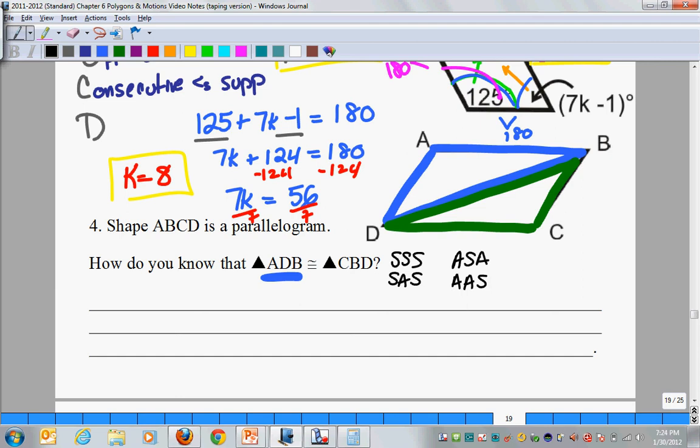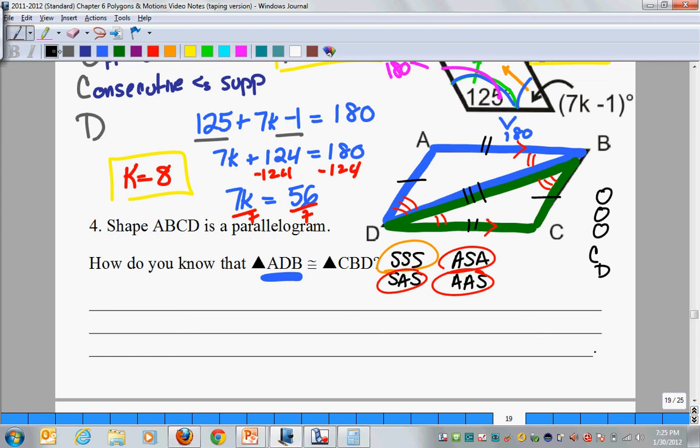Now, what we know about parallelograms is OCD. We know opposite sides are equal, so I can go like this, plus the reflexive. So I could get side, side, side. I also know that opposite sides are parallel, which would give me these angles equal because of armpits of the Z. And that would actually give me both side, angle, angle, or angle, angle, side. So when you're given a parallelogram, any 4 of these would work.